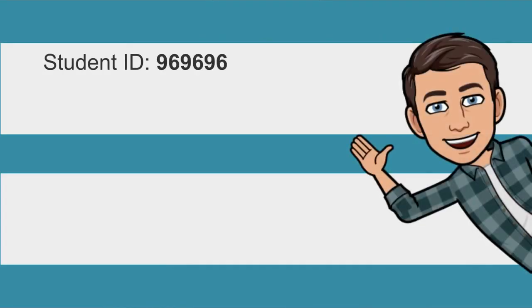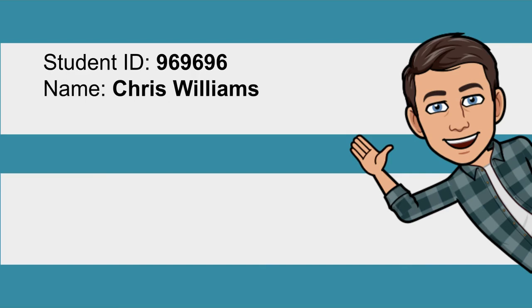Hey everyone, this is Chris Williams. His student ID number is 969696, and this is how his name is spelled. His birthday is July 6, 2006. So this is the sample example student that we're going to use to show you how to log into your Chromebook.